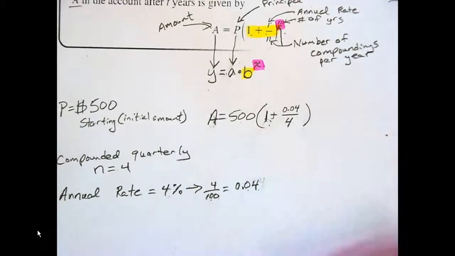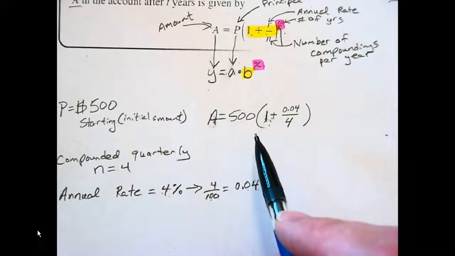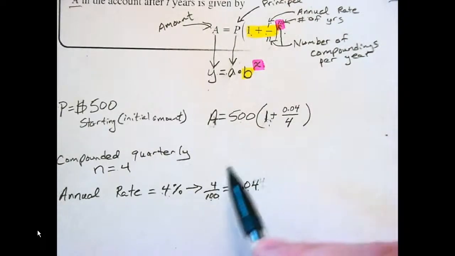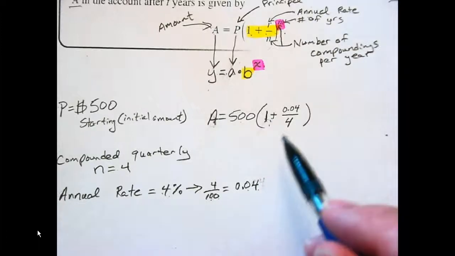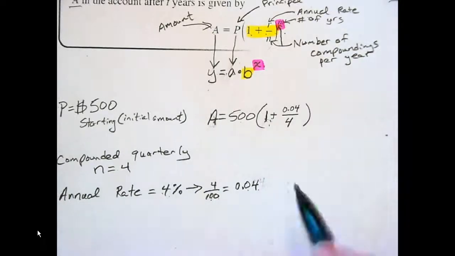I'm getting 1%, right? If I take 4% divided by 4, I get 1. So every 3 months, they're giving me 1% of my money back. So in 3 months, they're going to give me $5. And 3 months from there, they're going to give me another $5. Well, it won't be 5. It'll be a little over 5 because now it's building.